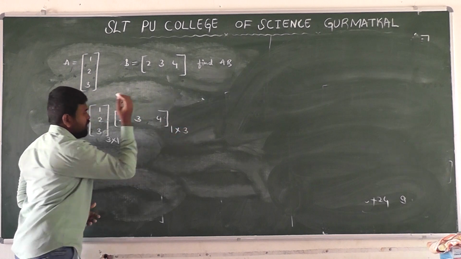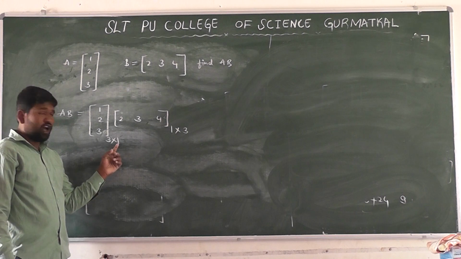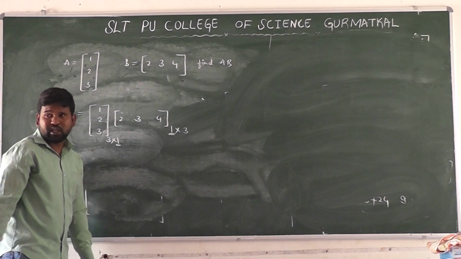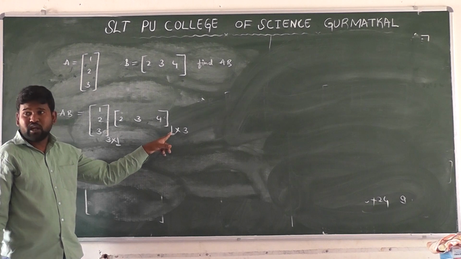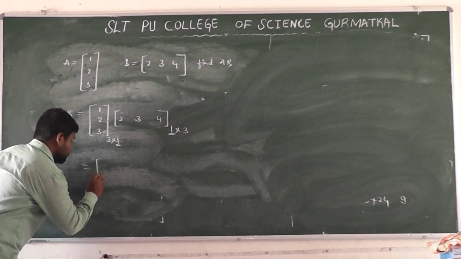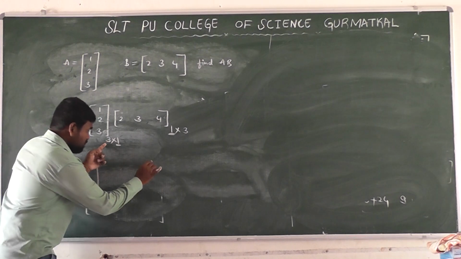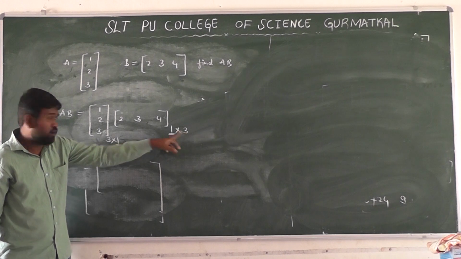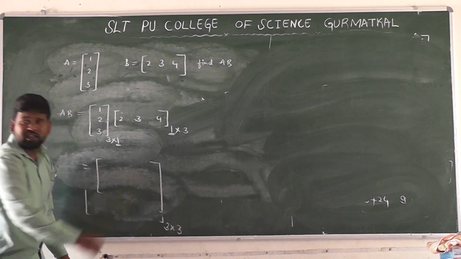Matrix multiplication is possible when the number of columns of the matrix A is equal to the number of rows in the matrix B. Here, how many columns in the matrix A? 1 column. How many rows in B? 1 row is there. Then matrix multiplication is possible. Then what order comes for the matrix AB? The number of rows into the number of columns. 3 cross 3 order comes here.